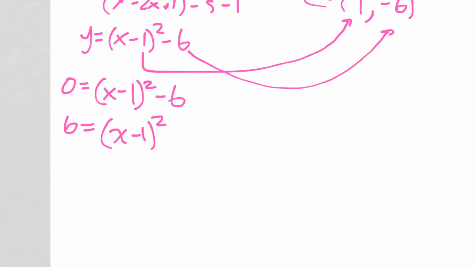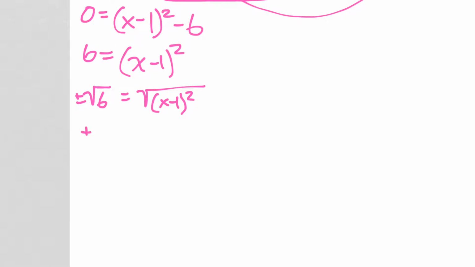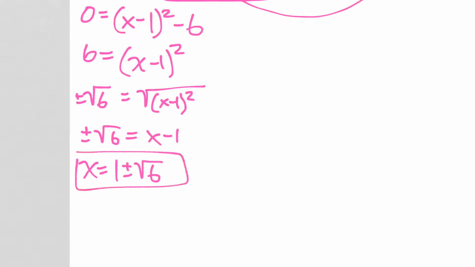But I don't want x minus 1 squared. I want to get x, so I need to take the square root of both sides. When I do so, on the right, the square and the square root cancel. On the left, I have plus or minus the square root of 6. Don't forget to take the plus or minus. That is what is giving us the two solutions for the x-intercepts. So let's simplify this. Plus or minus the square root of 6 equals x minus 1, but we don't want x minus 1, we want x, so add 1 to both sides, so x will equal 1 plus or minus the square root of 6.